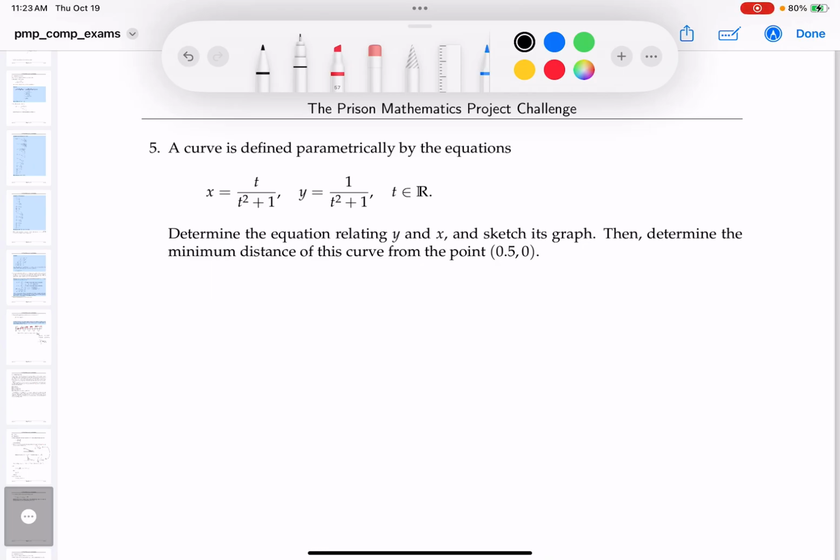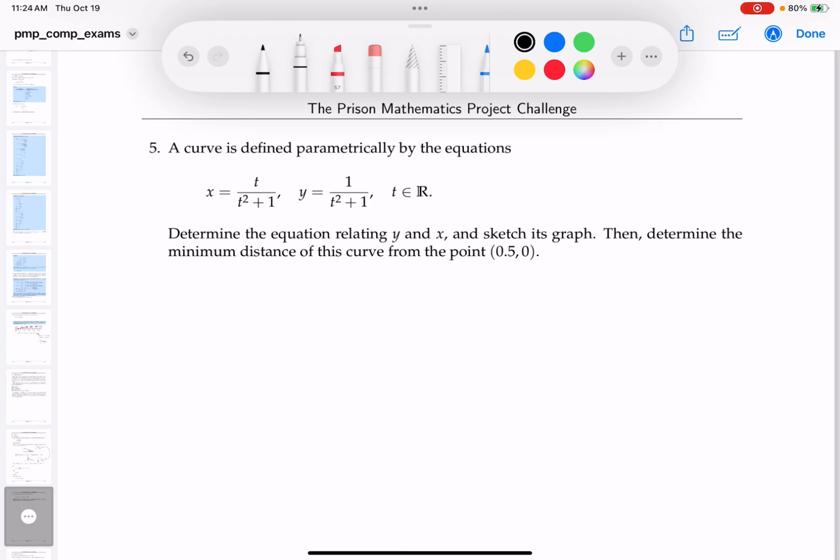Okay, for number one, it says a curve is defined parametrically by the equation. I'm seeing that x is a function of t and y is a function of t. What I want to do is see if I can figure this thing out, because I'll be honest with you, parametrics can be difficult. I'm trying to see if I can get it into Cartesian form, and if I can do that, maybe I could figure this out.